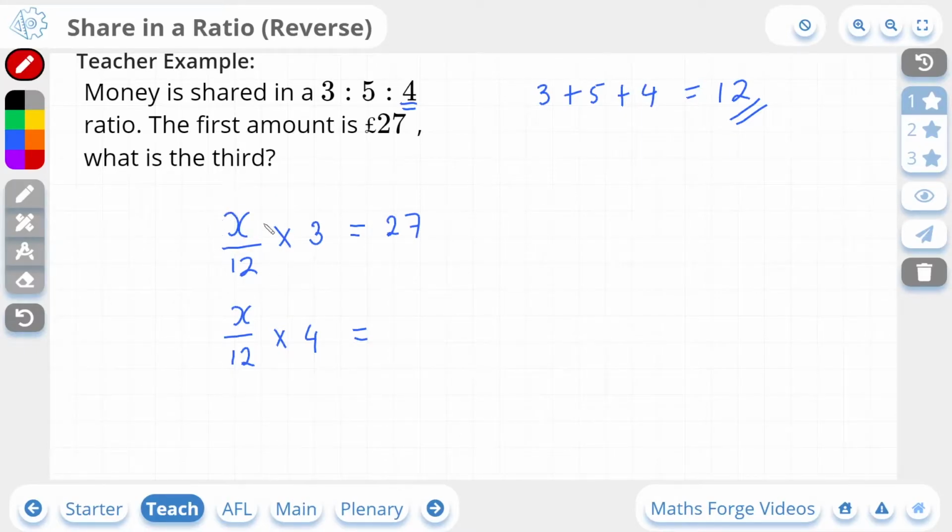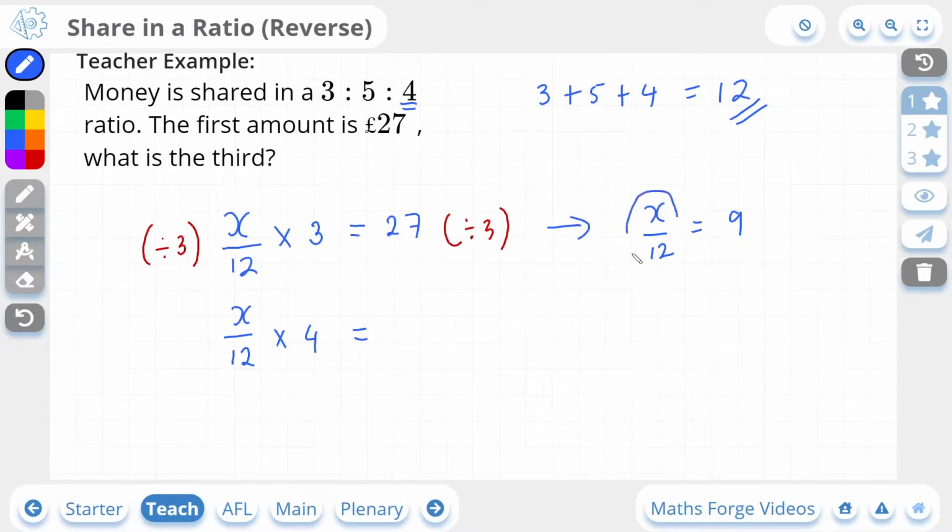We can do this by rearranging for it in this equation. To rearrange for x over 12, I'm going to divide both sides of this equation by 3, since there's a times by 3. So I'm going to do divided by 3 and divided by 3. This now gives us the following: x over 12 is equal to 9, because of course 27 divided by 3 is 9.